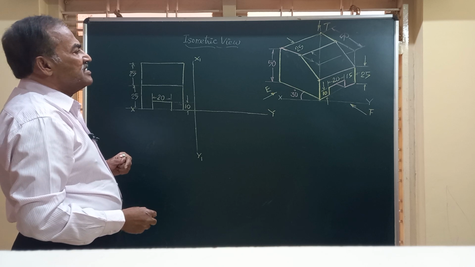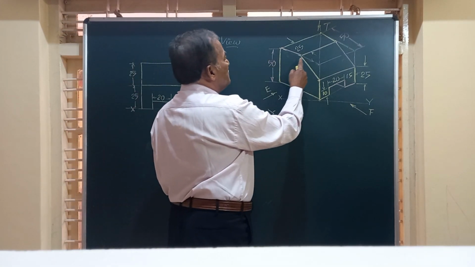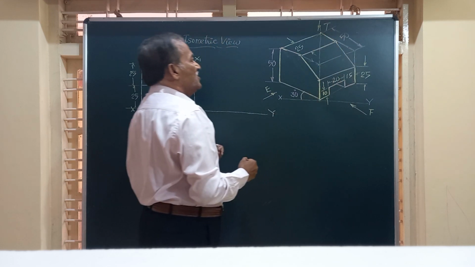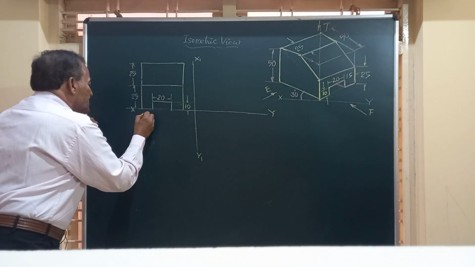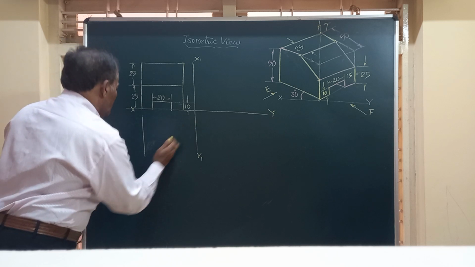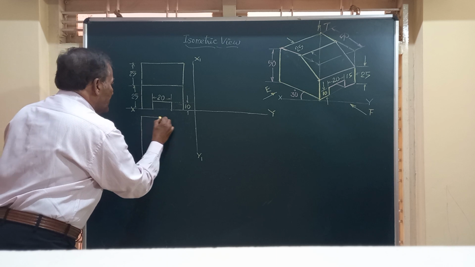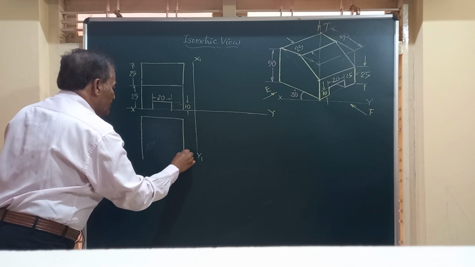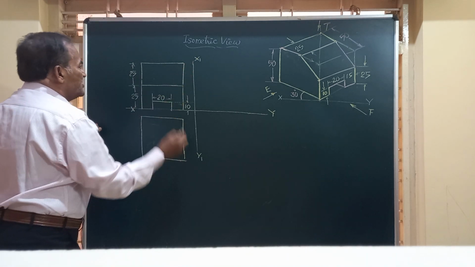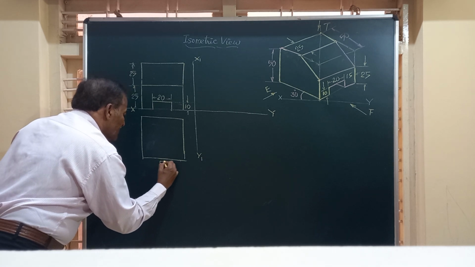Let us see what you see in the top view. Again friends, if you observe this figure, it is a square of 50 millimeter by 50 millimeter. Just below that, at any convenient distance, you construct another square having dimensions 50 mm by 50. The front view is also a square 50 by 50, and this is also 50 by 50. I will say this is 50 mm.